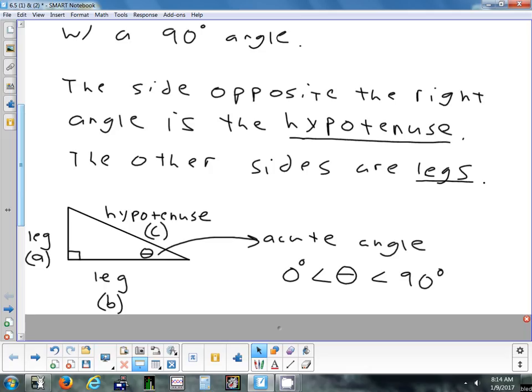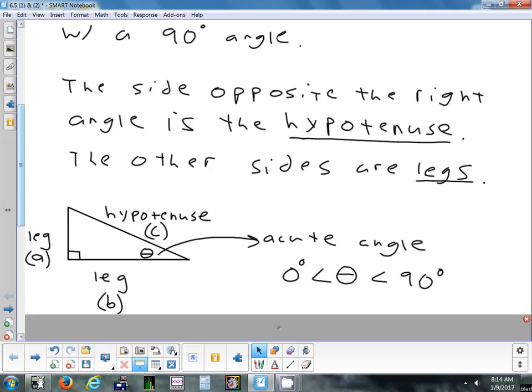Okay, so here's a diagram of basically what we just said. Hypotenuse across from the 90, the 2 legs. Normally we label the sides using English lowercase letters, A, B, C. And then I've marked this angle in the lower right. In this particular case, I'm just calling it theta. And I'm saying that it has to be an acute angle.